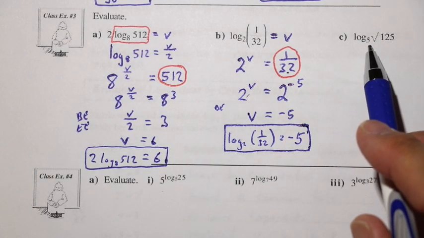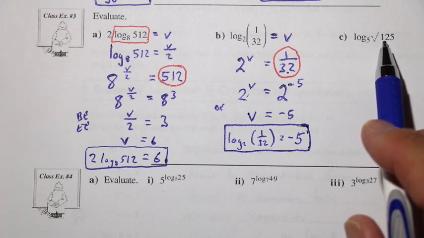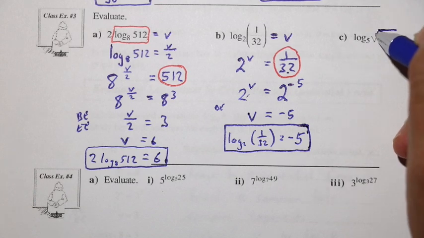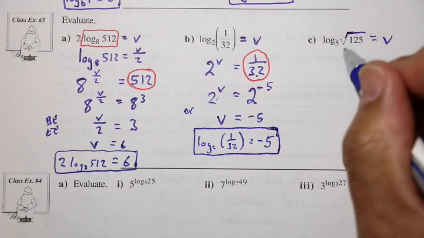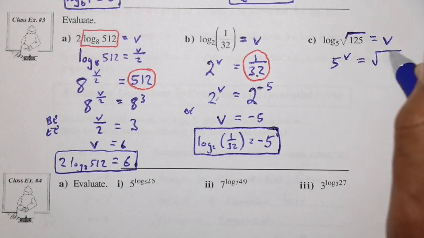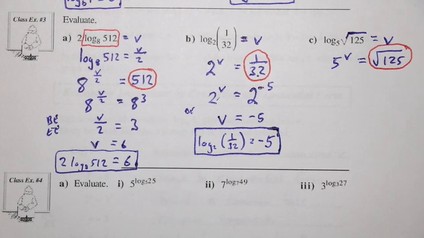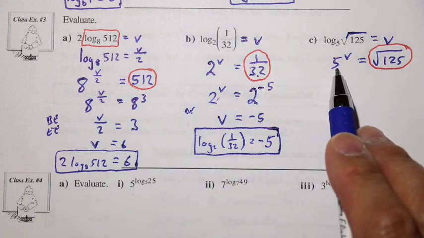In part C, we have log base 5 of the square root of 125. I believe that this square root goes across there. And so here, we want to evaluate that. So we say it's the unknown v. Now change to exponential form, we have 5 to the v is equal to the square root of 125. And now our challenge is to write this value as some power that has the base of 5.